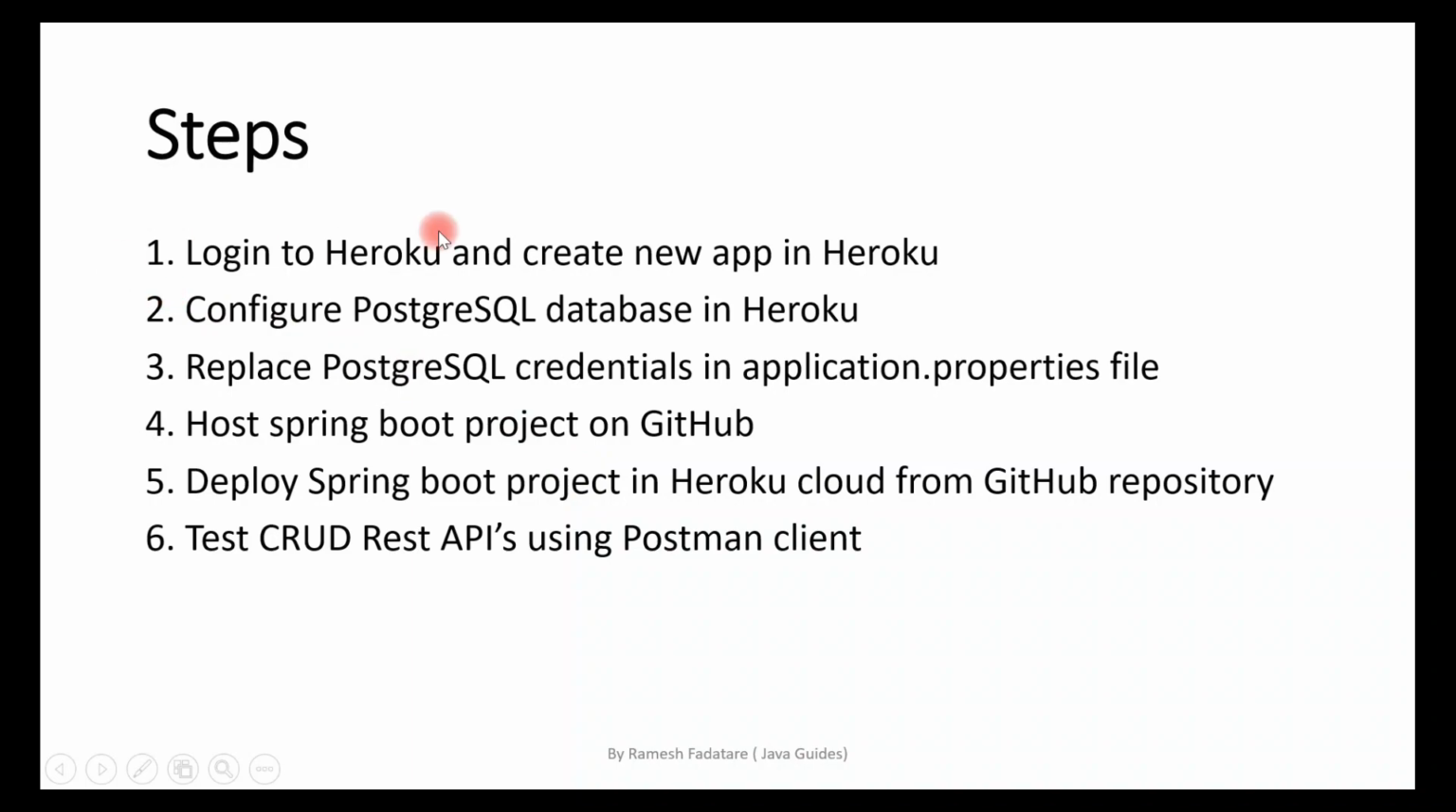First, we'll log into Heroku and we create a new application in Heroku, and we configure PostgreSQL database in Heroku, and we replace all the PostgreSQL credentials in application.properties. So right now we have configured local PostgreSQL database credentials in application.properties file. Now once we configure PostgreSQL database in Heroku, we have to configure this cloud PostgreSQL database credentials in application.properties.